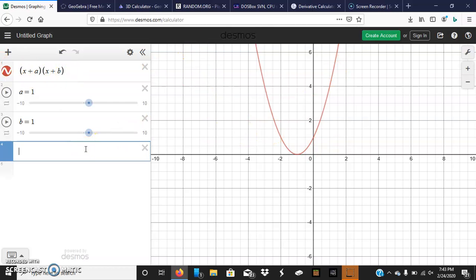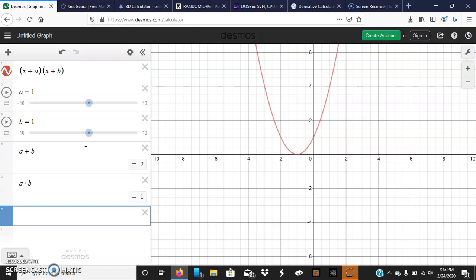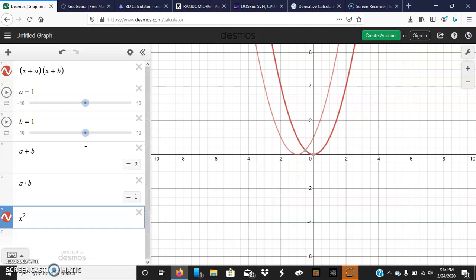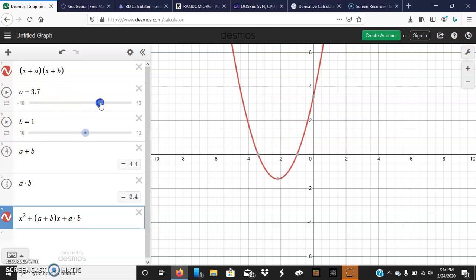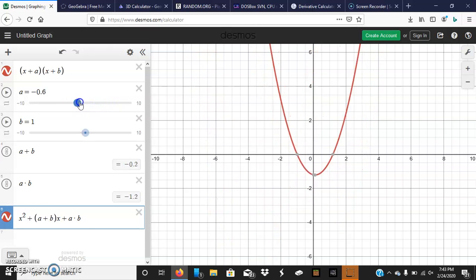But I want to know what a plus b is and what a times b is. Because that quadratic up there is the same thing as x squared plus (a plus b)x plus a times b. So you can see they're exactly the same, and as I move the slider around, they stay perfectly in sync with one another. Very nice.